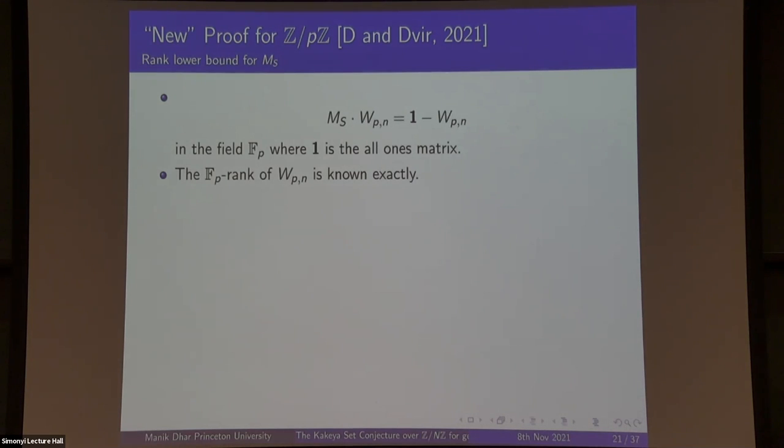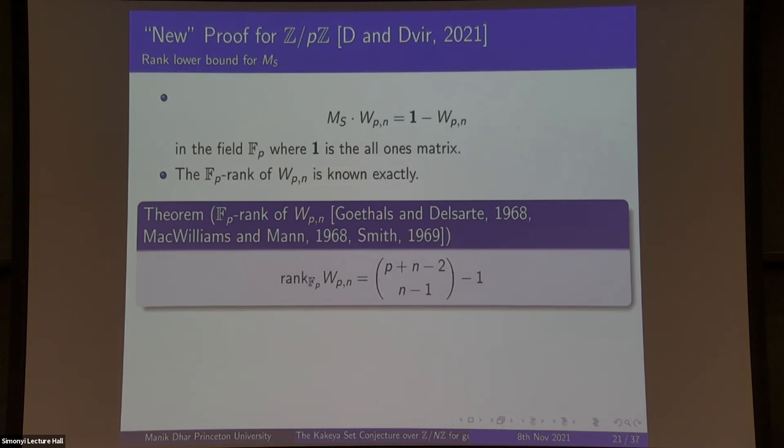So basically this tells us that if you multiply the matrix of lines with WPN, you get a matrix whose rows are indicator vectors of these complement hyperplanes. And to represent the complement, we can just write it as the all ones matrix minus the matrix with indicator vectors, which are just the hyperplanes, not the complement. Okay, and it turns out that the rank of WPN is known exactly. So a bunch of people gave different proofs for this, and we know that the rank of this matrix is (P plus N minus 2 choose N minus 1) minus 1.